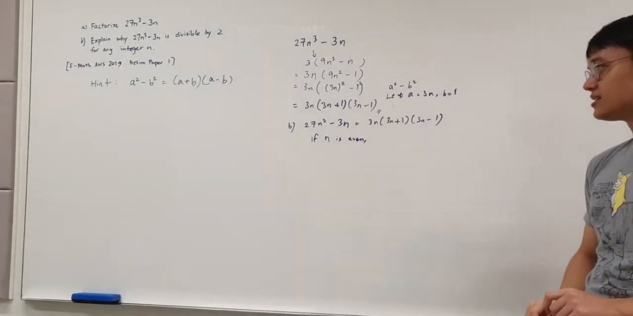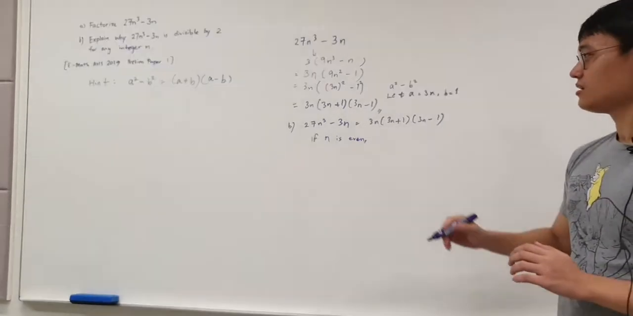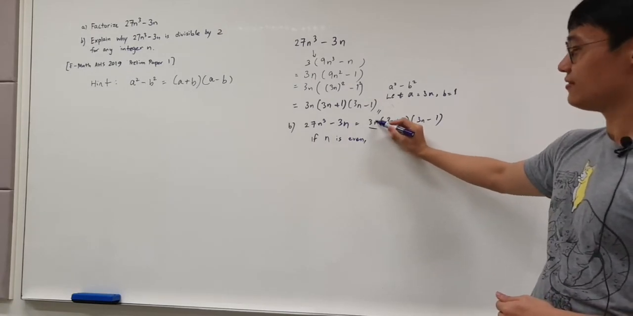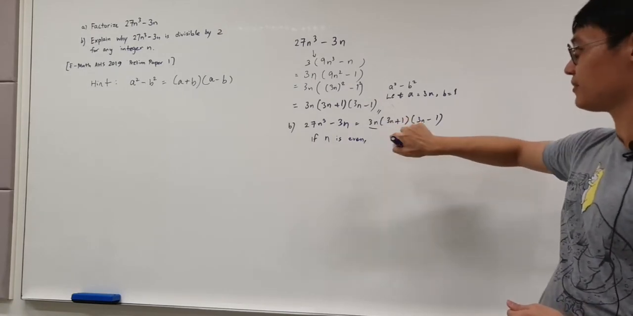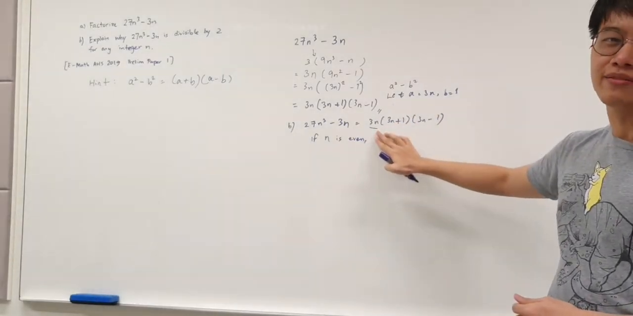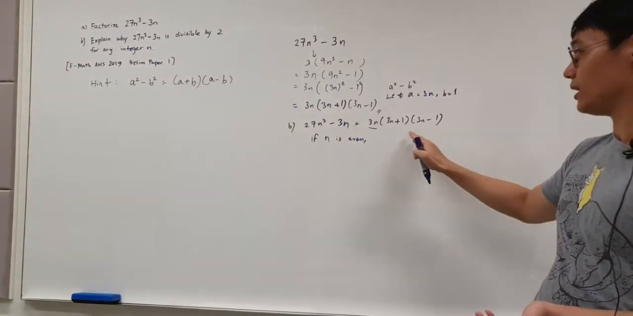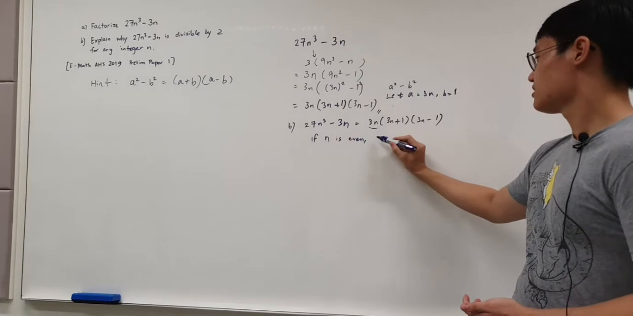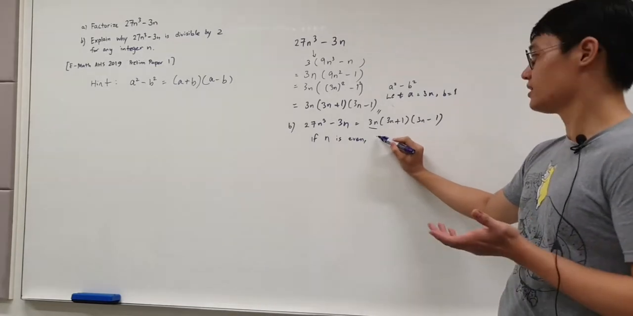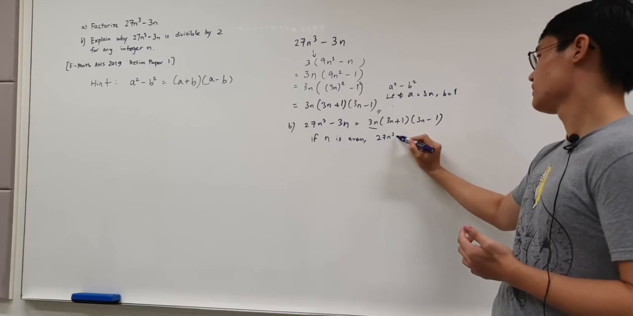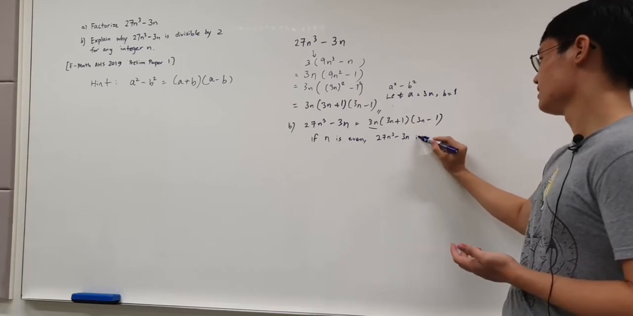what happens if n is even? Well, because of this term n over here, I can just divide it by 2 whenever I want. I don't really need to care about 3n plus 1 and 3n minus 1. So if n is even, we don't need to do anything, because this whole expression is even as well.